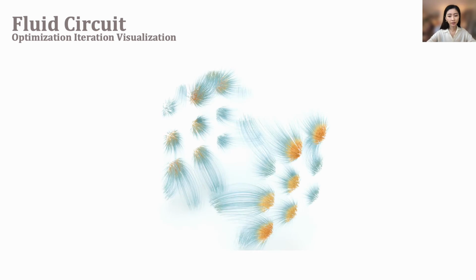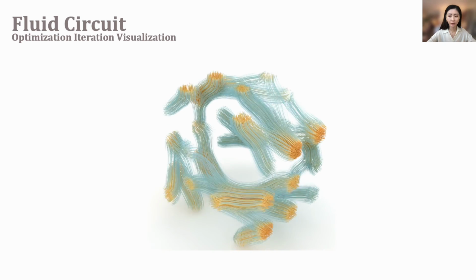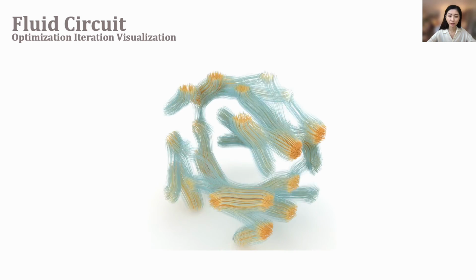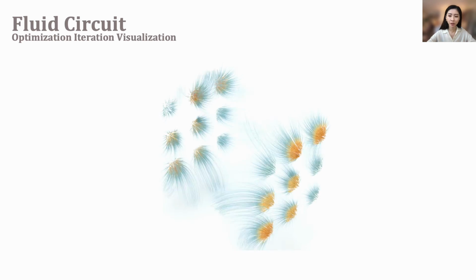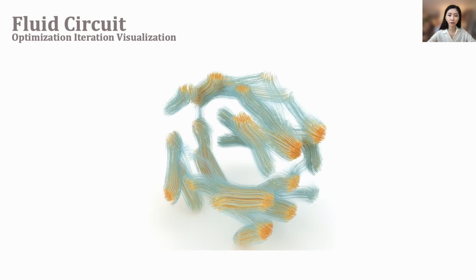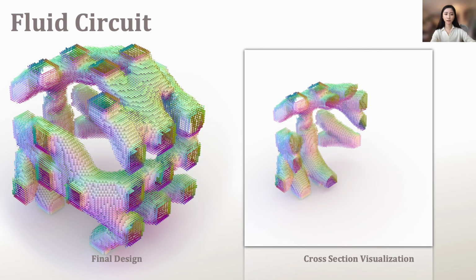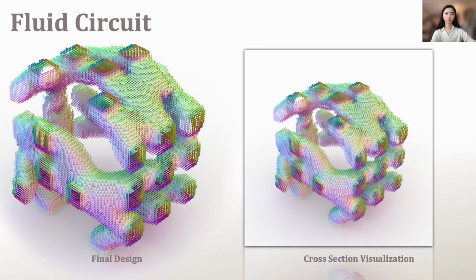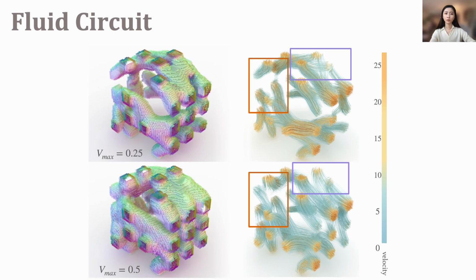Here, we visualize the optimization intermediate iteration using the streamlines of the velocity fields. Because our framework has a continuous representation of the solid and fluid phase, we see topology freely evolve during optimization. Here, we visualize the final design slice by slice. We ran the simulation with two different volume fraction limits, and the optimal design has different pipe connectivity. This is only possible because of the continuous formulation of our material model.